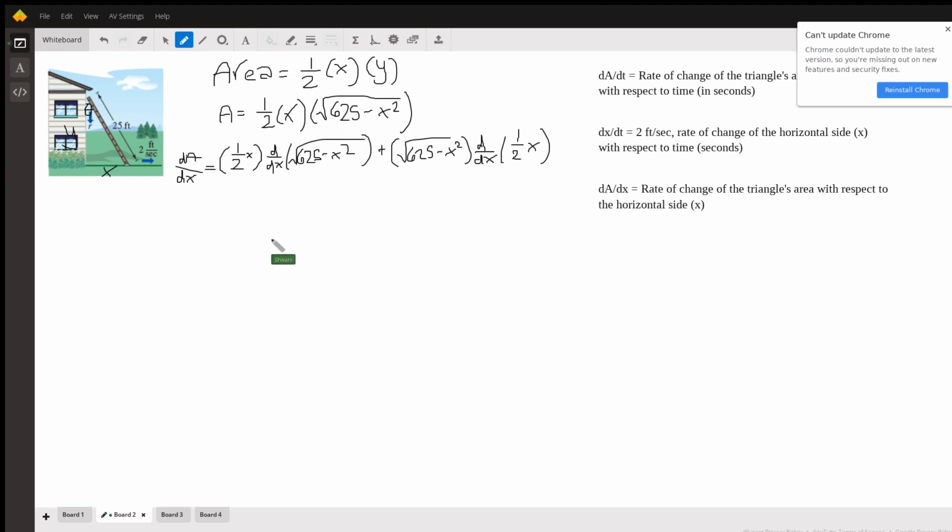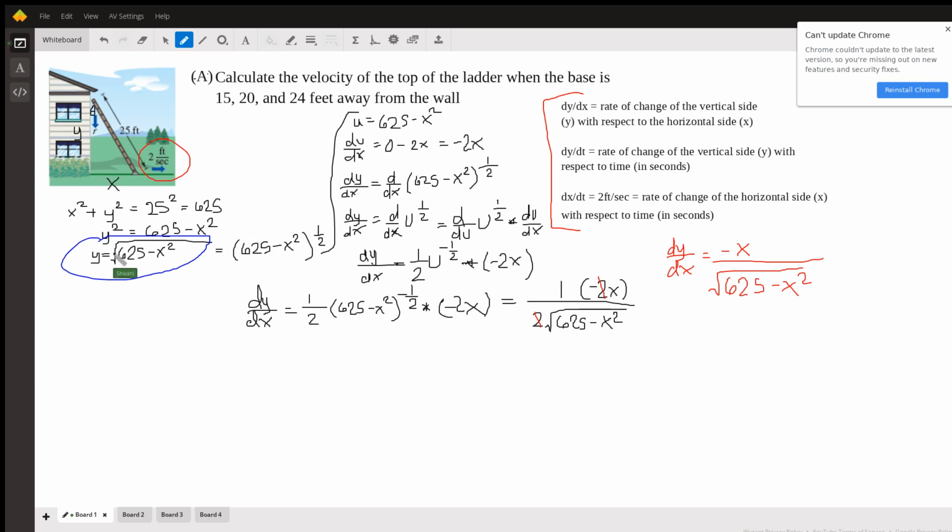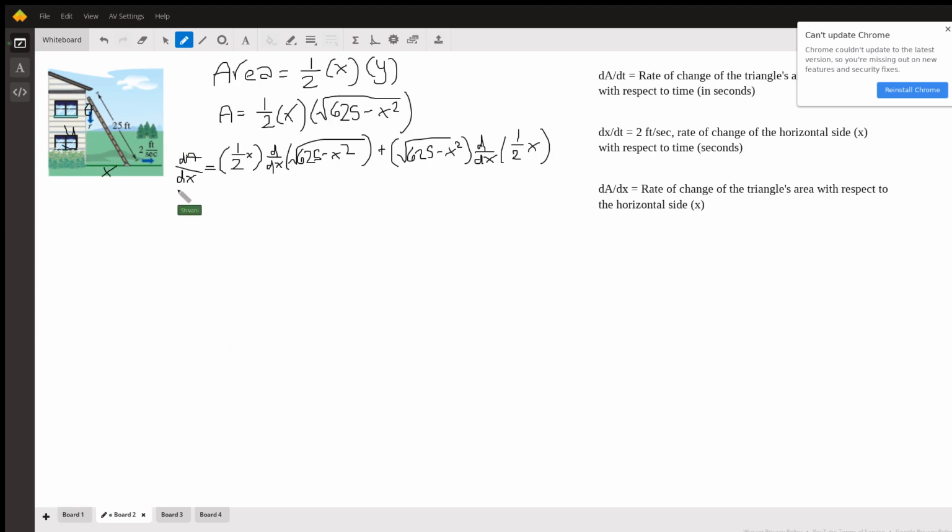derivative of 1. So going back to our previous problem, if you recall, d over dx of root 625 minus x squared, we calculated that to be negative x over root 625 minus x squared, because we set up y to equal root 625 minus x squared. We found the derivative of that to be negative x over root 625 minus x squared. So we could go ahead and plug that in here.